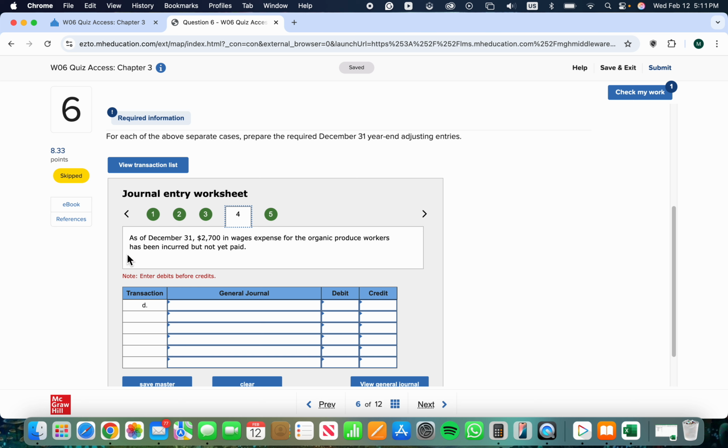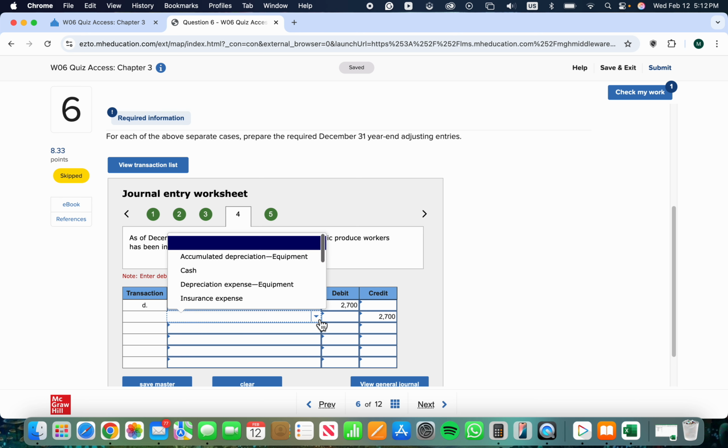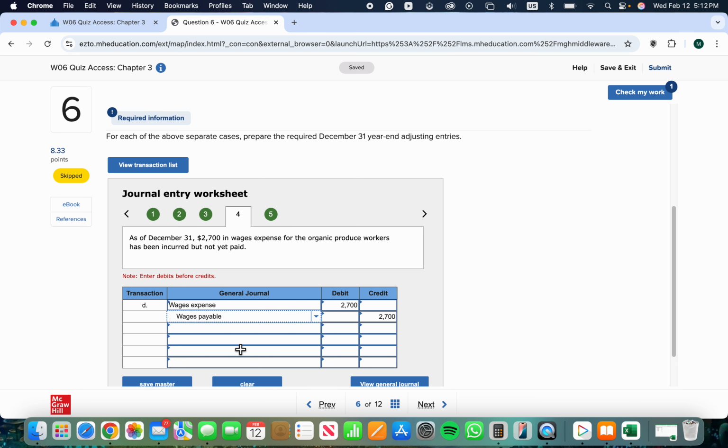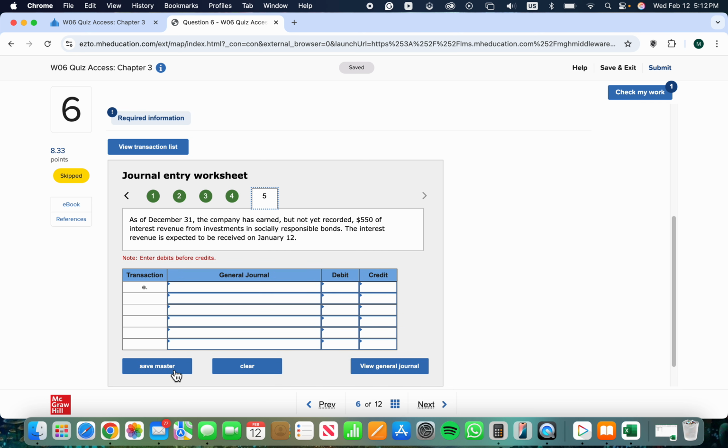So for the fourth entry, we are looking for, as of December 31st, 2,700 in wages expense for the organic produce workers has been incurred but not yet paid. So we are calculating for the entire thing here. So let's just put these in. And we know it involves our wages, so go here. We know we need to add this to the expenses, so we're adding that, but they haven't been paid yet, so they go into a liabilities account, aka the wages payable.